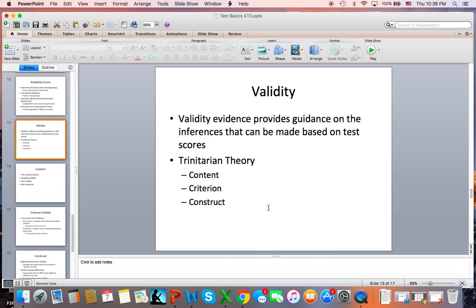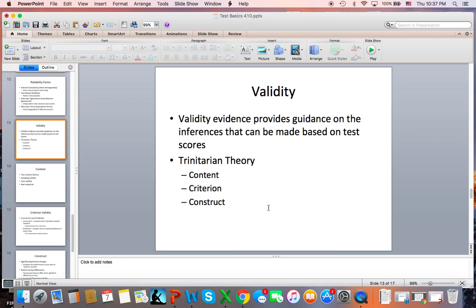All right. So validity is the big one, and validity evidence helps guide the inferences that we can make based on test scores. It really tells us what we can use the data from tests for. What kind of decisions does it inform? And the big theory, the Trinitarian theory, takes into account 3 different forms of validity evidence: content validity, criterion validity, and construct validity.